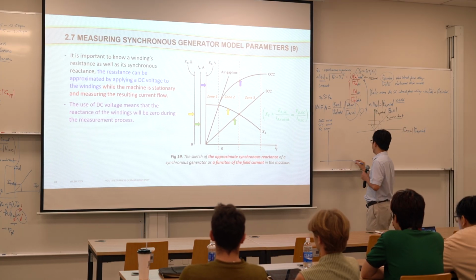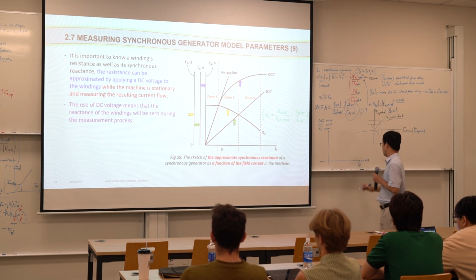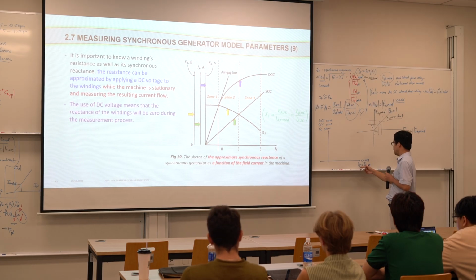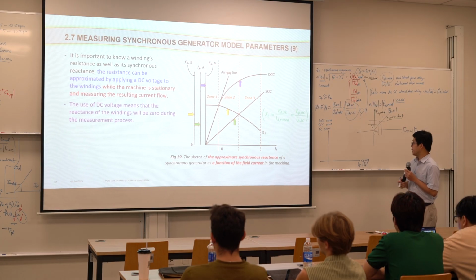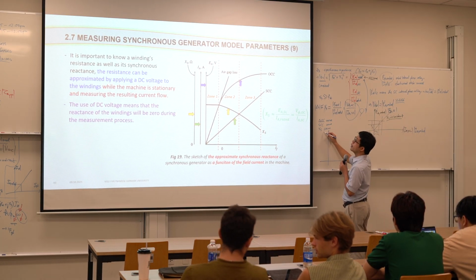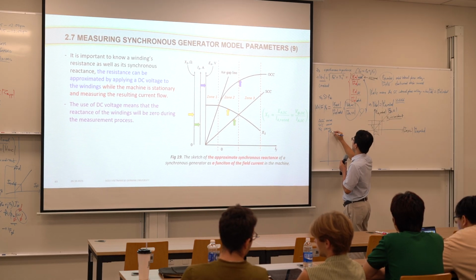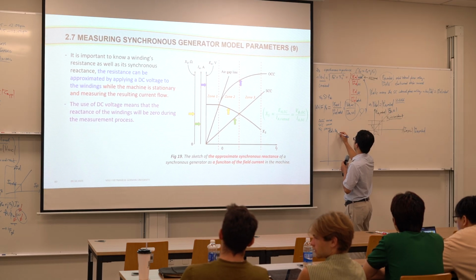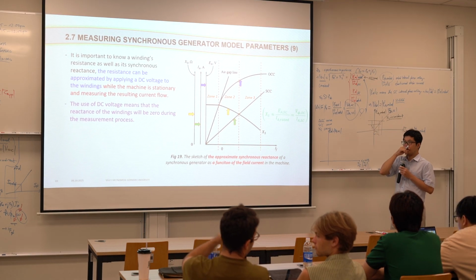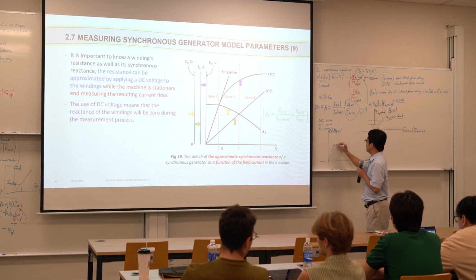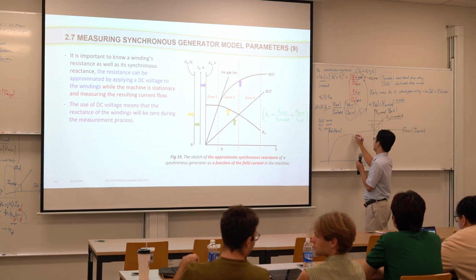We know the x-axis is always IF. Sometimes we use IF or little f. And this one is EA or V phase open circuit. You read with me? Yes. So we have the curve like this, the OCC.